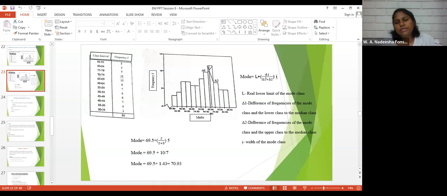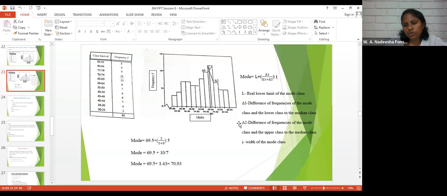Yes. Delta 1 is the difference of frequencies of the mode class and the lower class to the mode class, not median, mode class. Here the frequency of the mode class is 12. The lower class is 65 to 69, and this is the mode class. So below that the class is 65 to 69, and its frequency is 10. Then the difference of 10 and 12 is 2. That is delta 1.